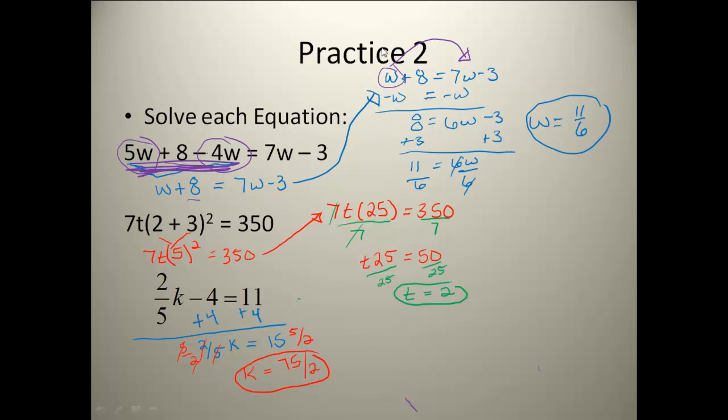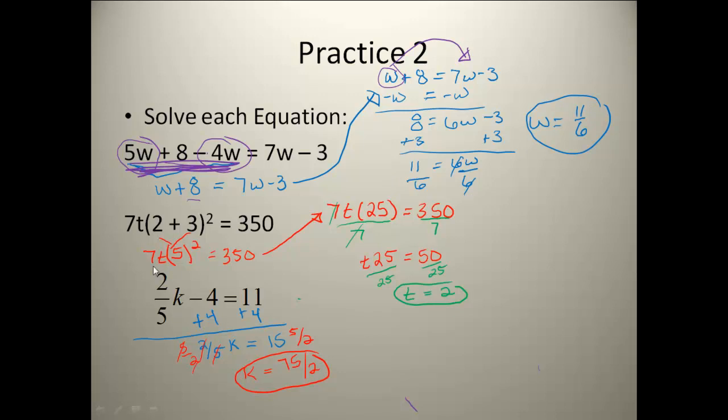When I did this move, I ended up with 8 equals 6w minus 3. Then I got rid of this minus 3 by adding 3 to both sides. So I had 11 equals 6w. Divide both sides by 6, and I got w is equal to 11 over 6.